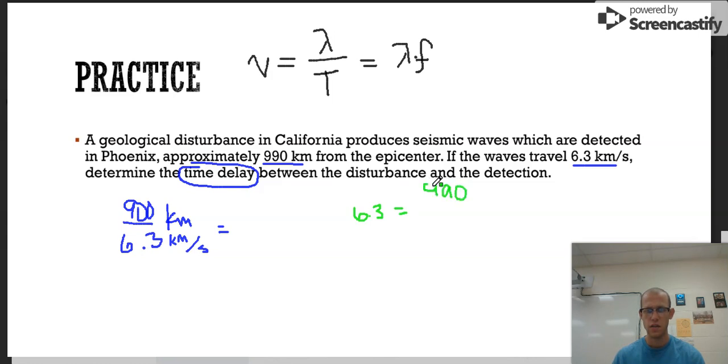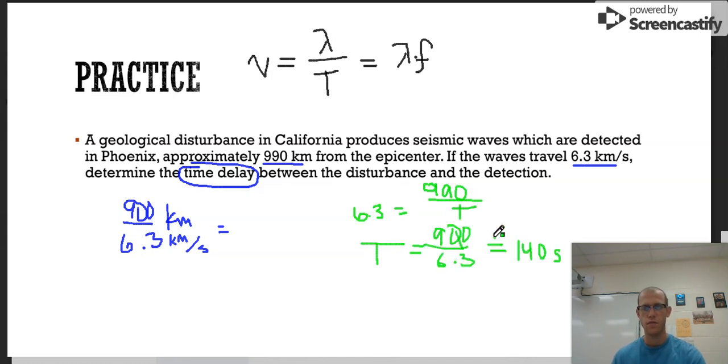990 over period. When we solve this, that means to multiply the period over, divide the 6.3 to the other side, and again, we're getting 990 divided by 6.3 still. And when we calculate that out, we will get approximately 140 seconds. So that's with sig figs. Otherwise, it's 142.857 if you want that.